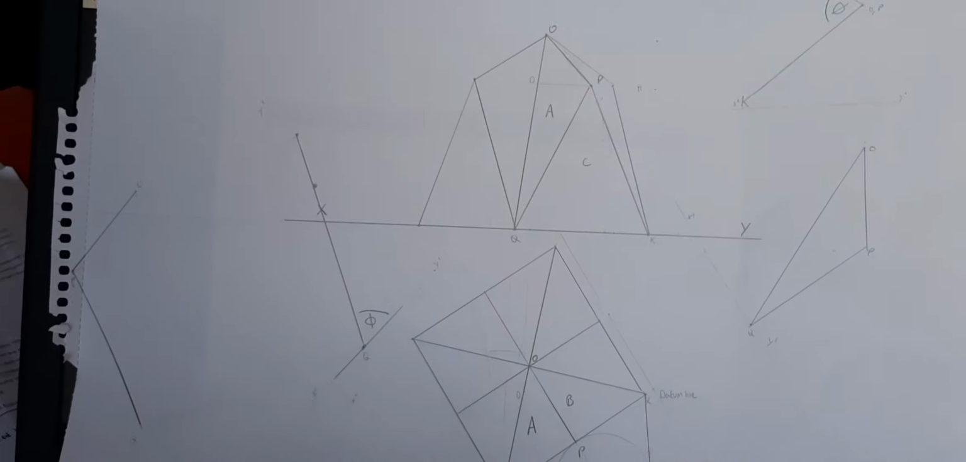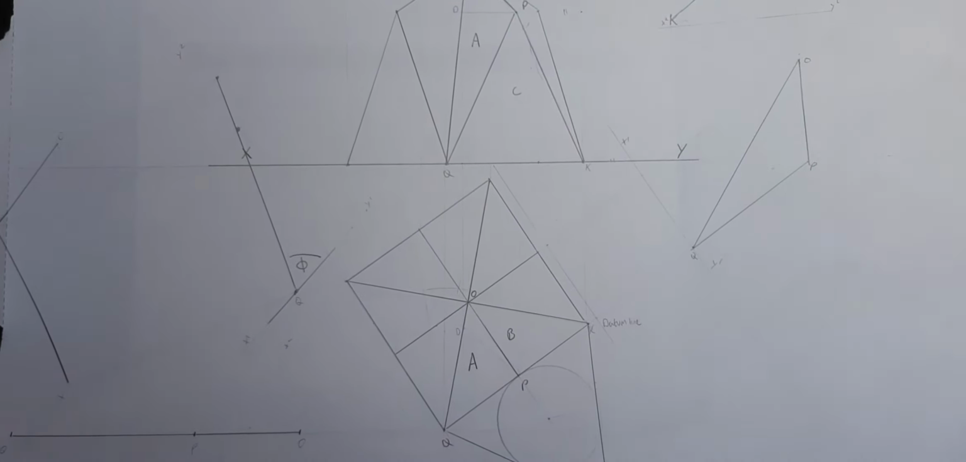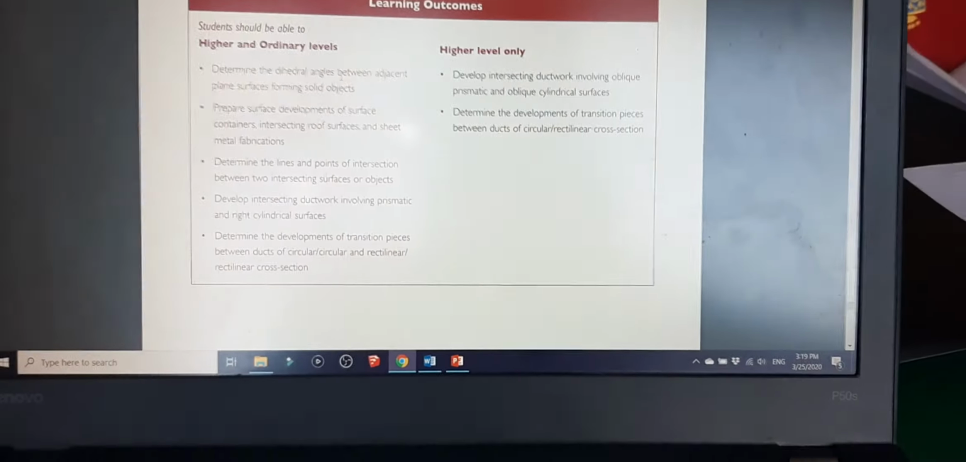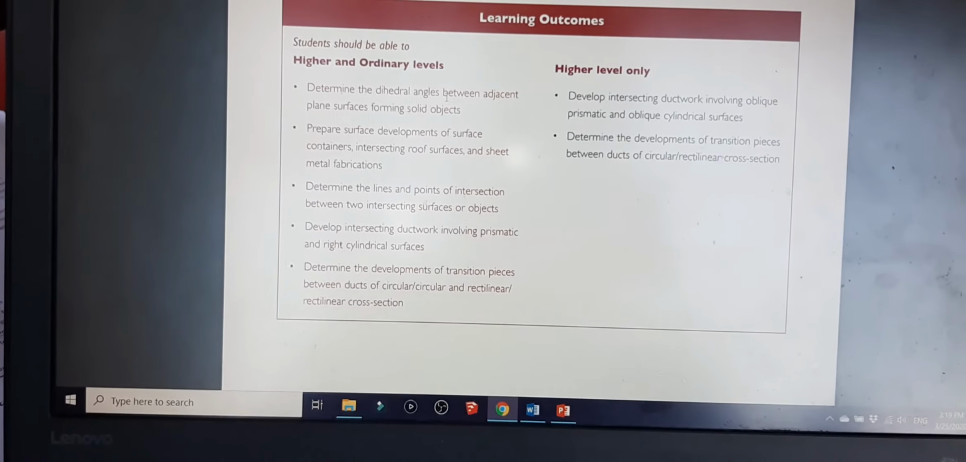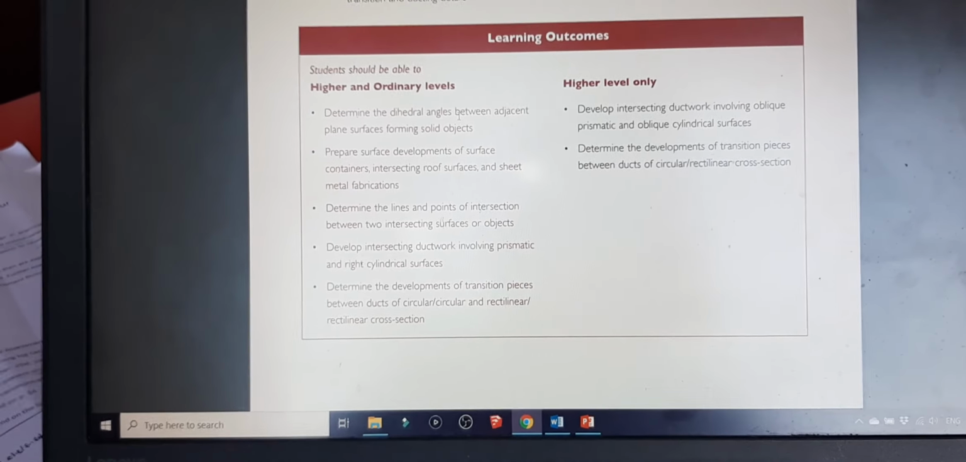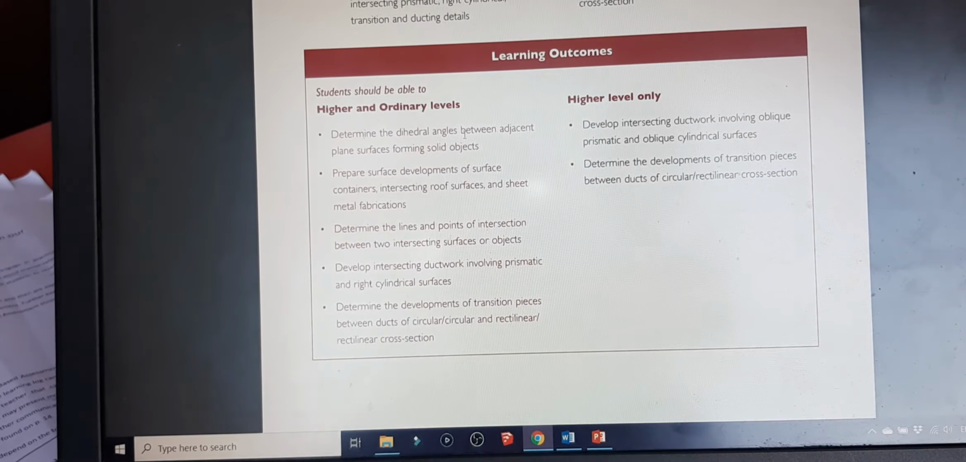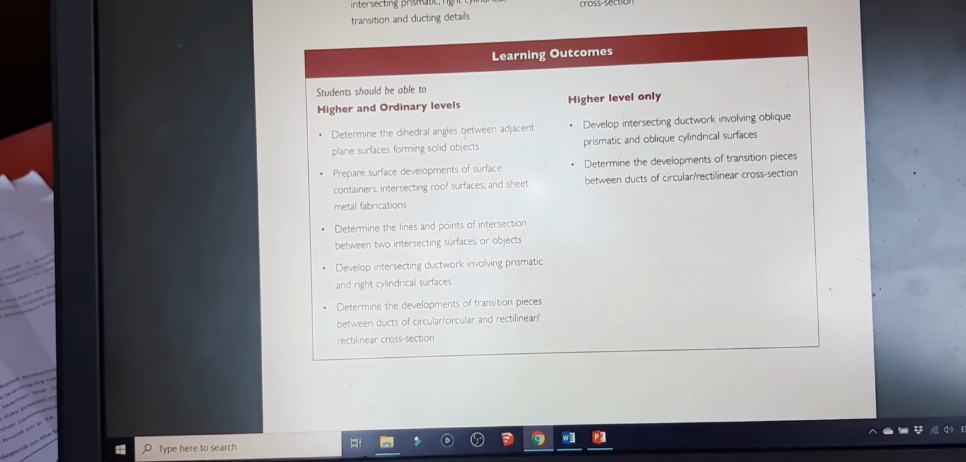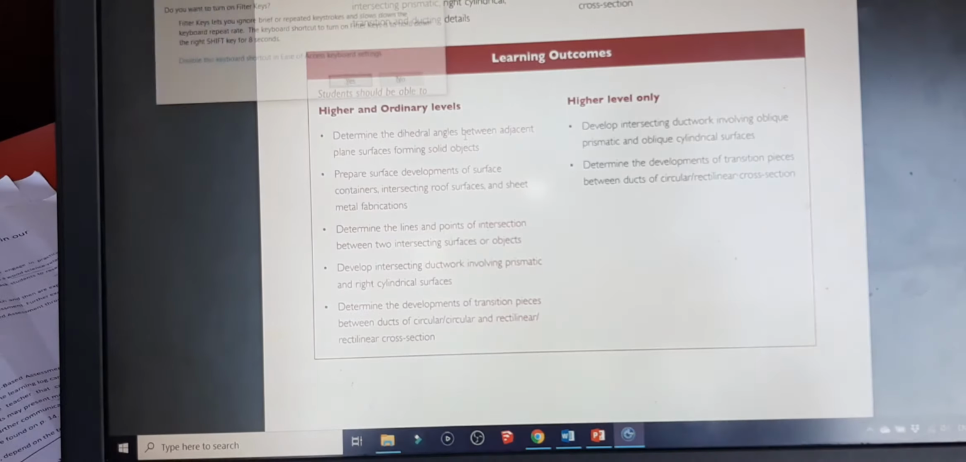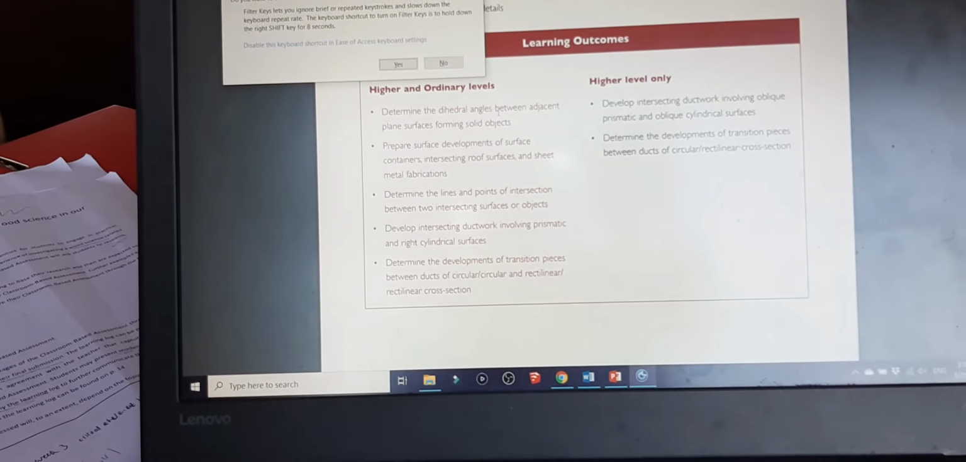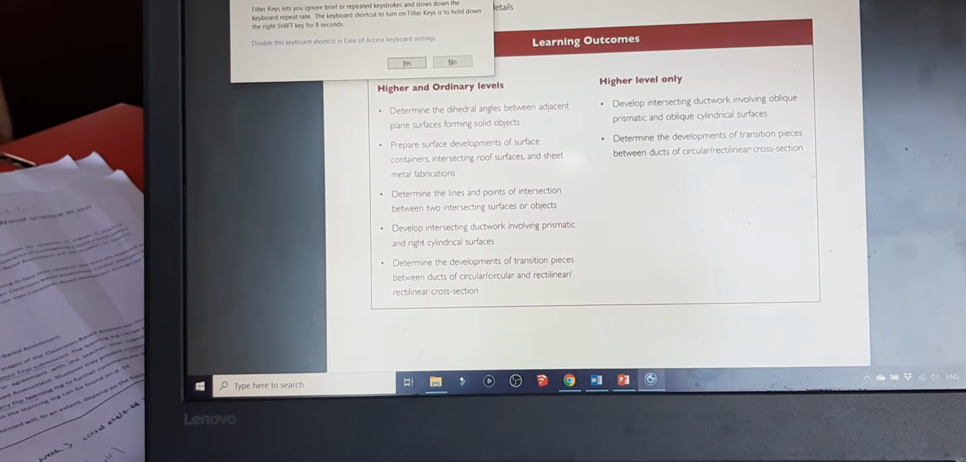So they want you, I want to get my two set squares to explain the adjacent surface plane. So let me get my two set squares. Oops, I'm going to just back out of this. I clicked something wrong.